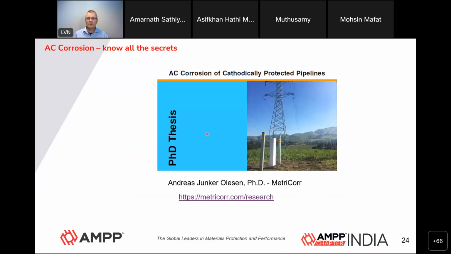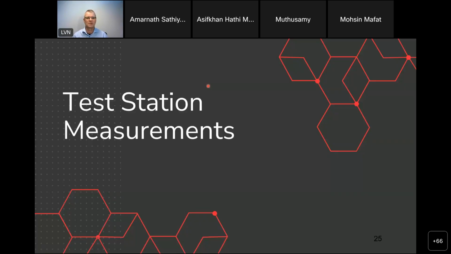Now, if you would like to know more about the mechanisms of AC corrosion, this was just a little glimpse. I invite you to go to the Metricorr website, where you can download for free a PhD thesis on AC corrosion on cathodically protected pipelines. This is for those of you who are scientifically interested in this subject.